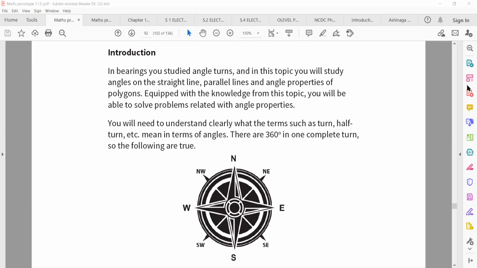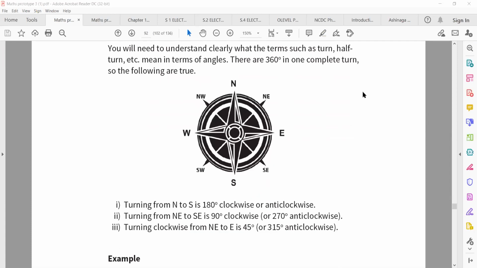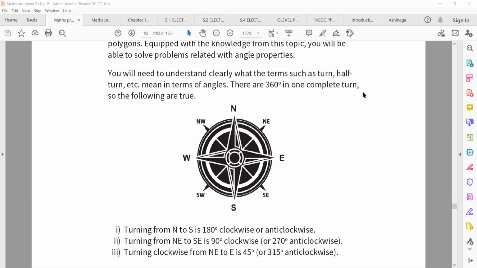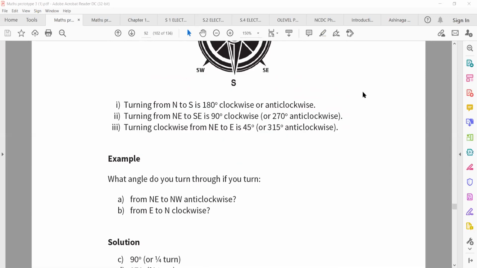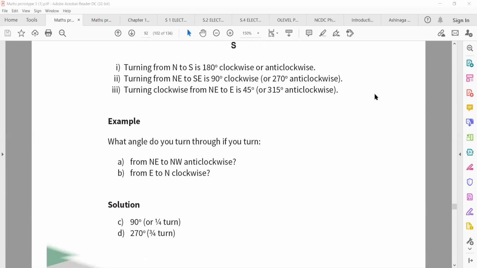In this topic, you will study the angles on a straight line, on parallel lines, and the angle properties. With this knowledge, you'll be able to solve the problems related with angle properties. So we are going to apply the knowledge we got from the full turn, half turn, and then the quarter turns.